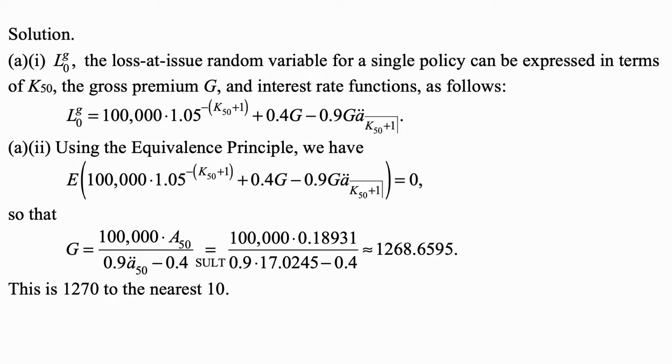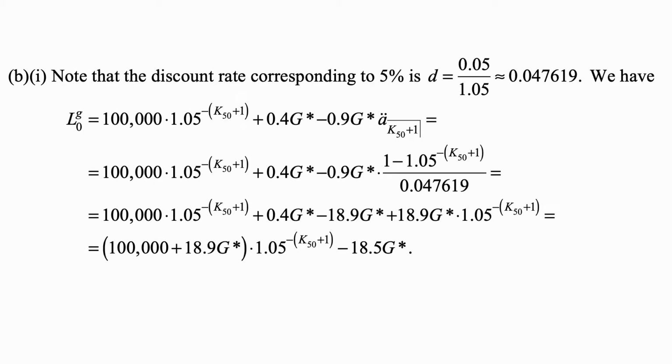For Part A, Part 2, using the equivalence principle, we have the expected value of what we just wrote should be 0, and therefore we would have G equal to 100,000 times A50, capital A50, divided by 0.9 A double dot 50 minus 0.4, and we just look up those values A50 and A double dot 50 in standard ultimate life table, plug them in, do the calculation, and we get 1,268.6595, and this is 1,270 to the nearest 10.